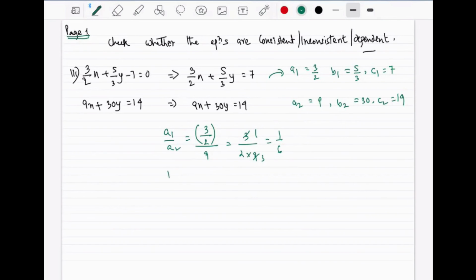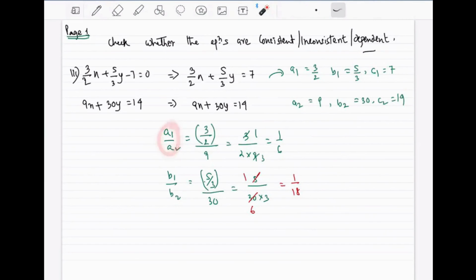What about the other? b1/b2. We've got 5/3 divided by b2, which is 30. Bring the 3, the denominator, here again. We've got 5 divided by 30 times 3. So you can cancel out these two, 5 and 30. So we have got 1/6, and then 1/3 times 6. So we have finally got 1/18 here. Look, these two are not equal. Obviously, this is not an inconsistent equation. These two are not inconsistent.